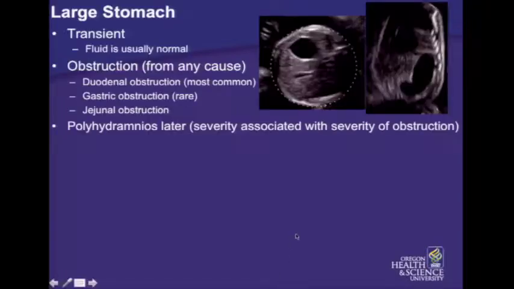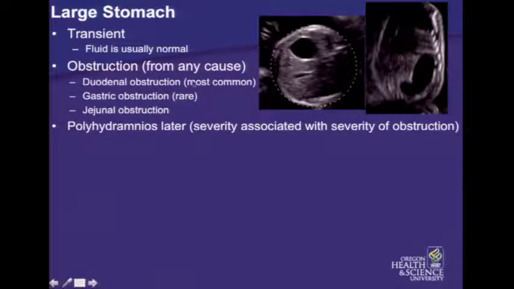So now that we've looked at some of the routine views, what about some GI scenarios where something might be wrong? We'll start with the example of an abnormality in which the stomach is large. Now, this could be a transient finding, and the fluid is usually normal in the cases where the stomach is large, but then on close follow-up, the stomach is normal. However, having a large stomach could imply that there is obstruction, and it can be obstruction from any cause.